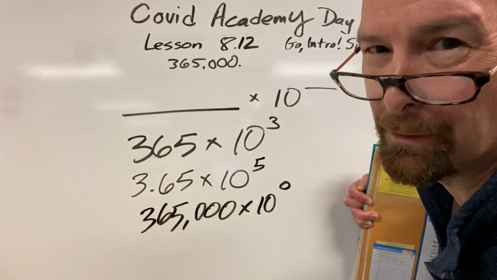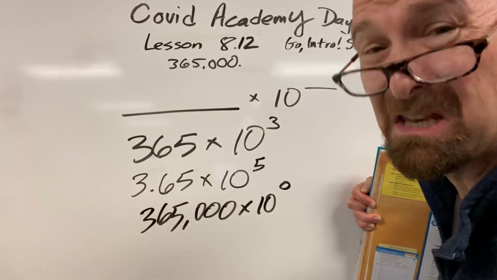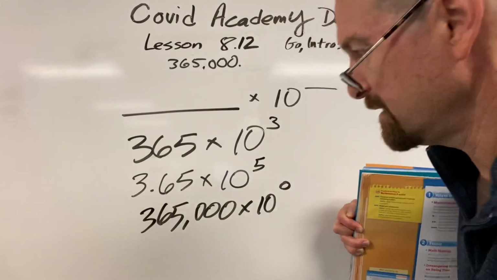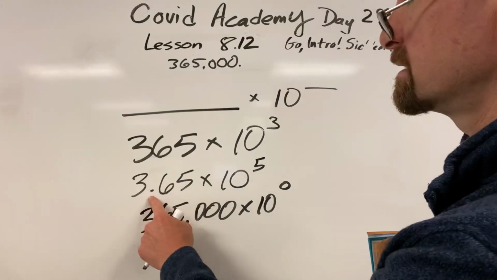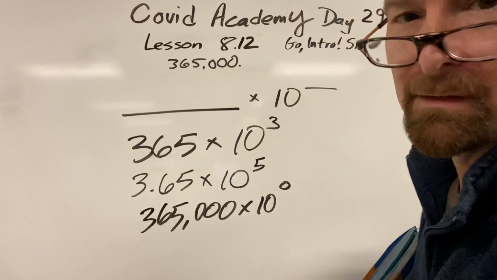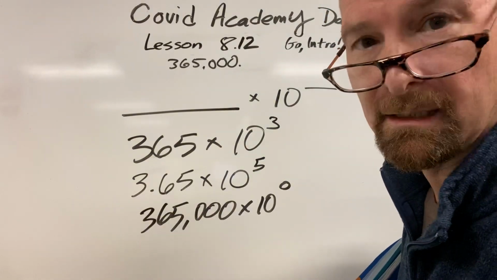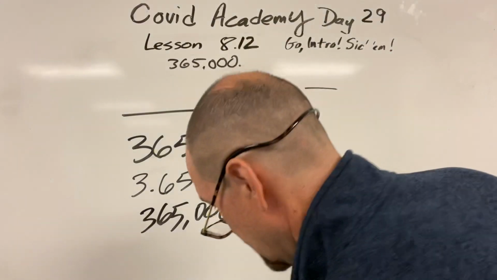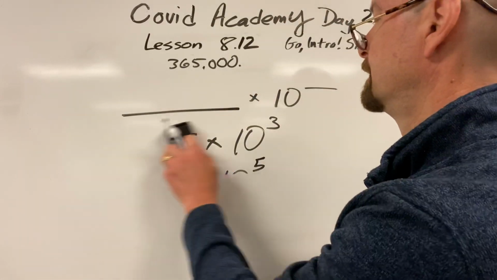Now, if you did 365,000 times 10 to the 0th, don't do that anymore. That's so lame. 10 to the 0th is 1, so that mathematically works. But no. All right, I think you get the flavor, okay? You could have done 36.5 times 10 to the 4th, or 3,650 times 10 to the 2nd. Do I really have to go through all of them? No. Okay, we're moving on.